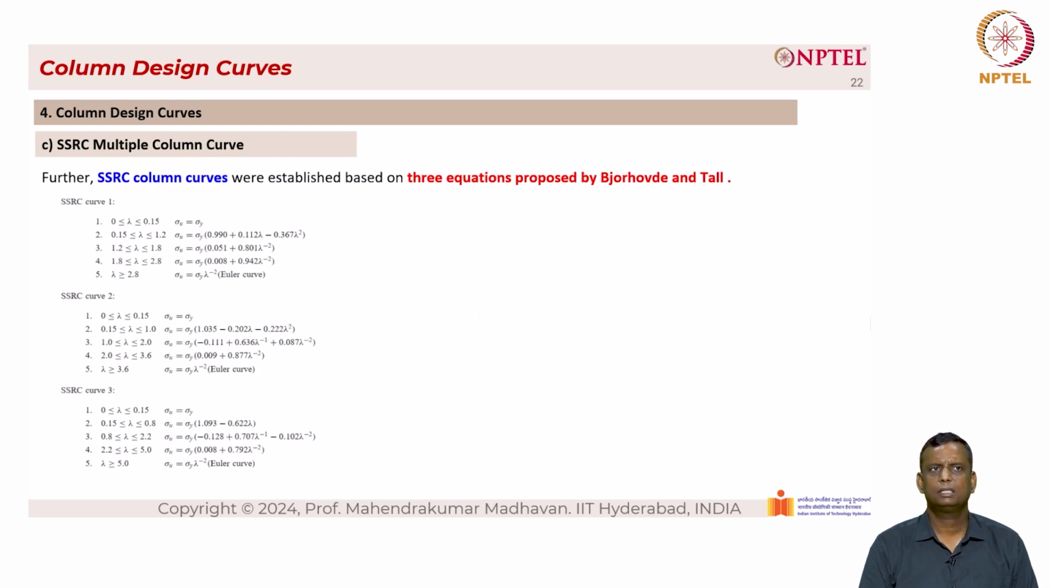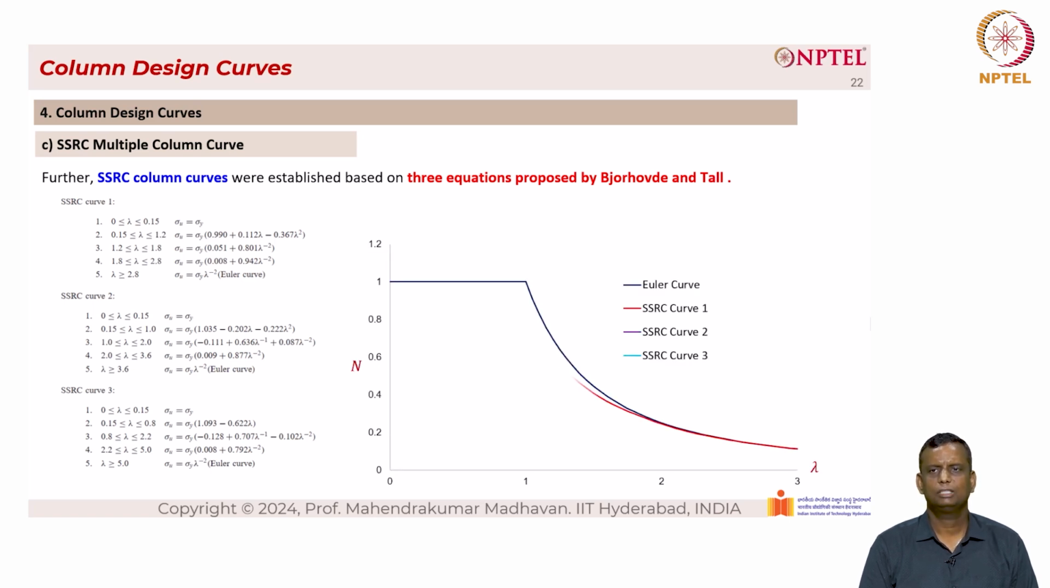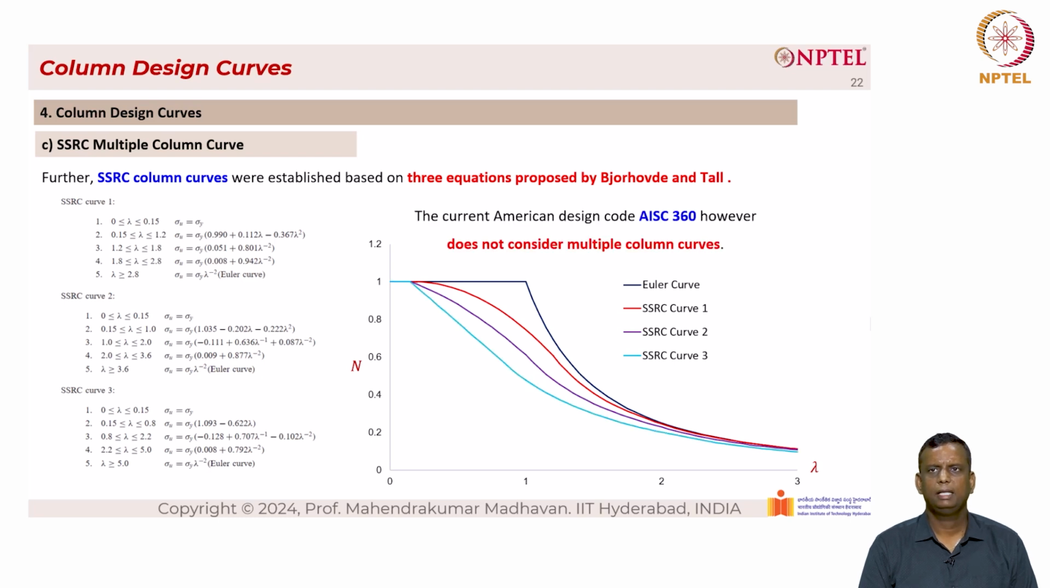So SSRC curve 1 is given here, curve 2 as well as curve 3. You can see that each curve has 5 subdivisions, based on the slenderness lambda. So when we plot sigma versus lambda, we have the Euler curve as well as the SSRC curve 1 shown in red color, SSRC curve 2 shown in violet color, and SSRC curve 3 shown in cyan color. The current American design code AISC 360, however, does not consider multiple column curves.